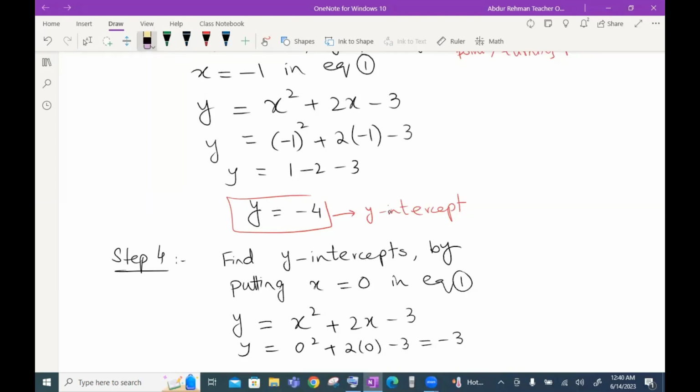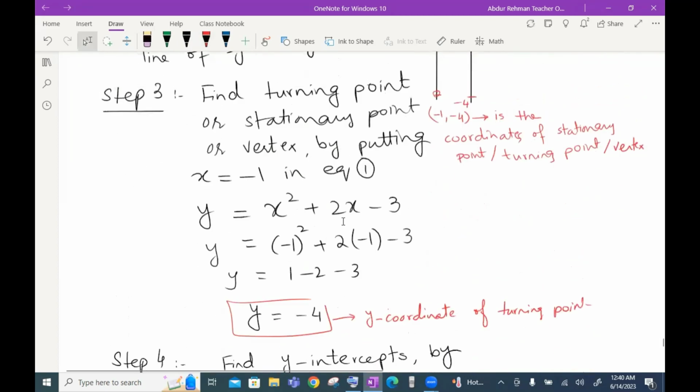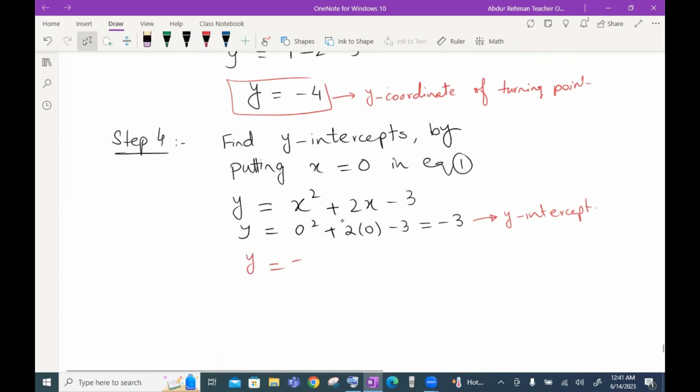So this is the y-intercept. It is not the y-coordinate of the turning point. This is y equals minus 3, the y-intercept here.